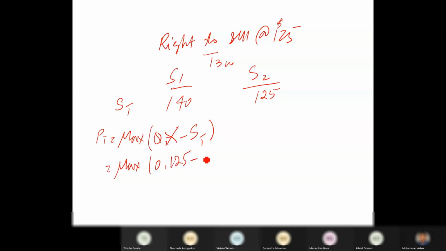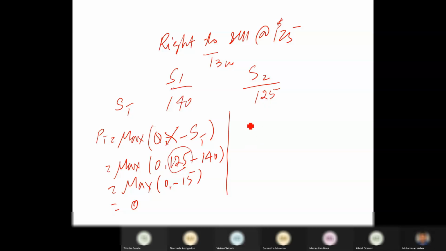125. ST is how much? 140. So you see maximum of 0 or minus 15. So will I exercise my right? No. If I can sell something in the market for 140, why should I sell it for 125? So as a seller, because I have the right to sell, I will not exercise my right, because if I sell it at 125, I will make a loss of 15, because in the market I can sell it for 140 and I'm selling it for 125. So not a good bargain.